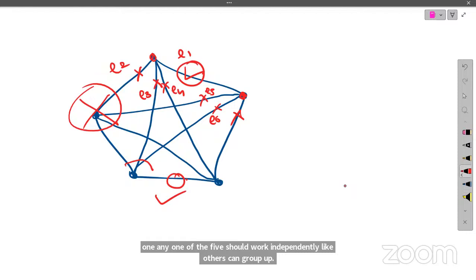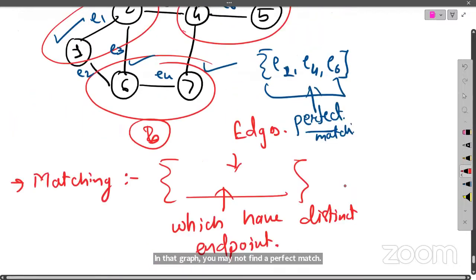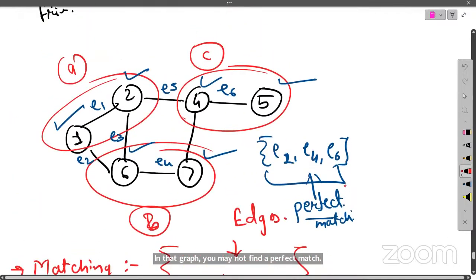So it's not always the case that we have a perfect matching. We always have an independent set, we always have a vertex cover, and we always have a matching, but we may not find a perfect matching. There are several examples. Take any complete graph, that means any graph in which every vertex is connected to every other vertex. In that graph, you may not find a perfect match. Okay, so that's the main point I want to make. Is that clear? What is a matching? What is a perfect matching?